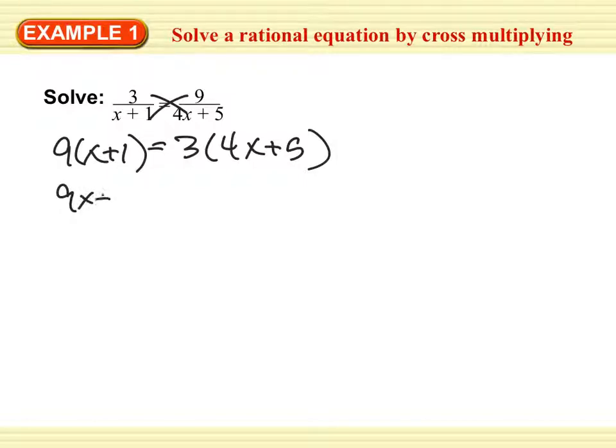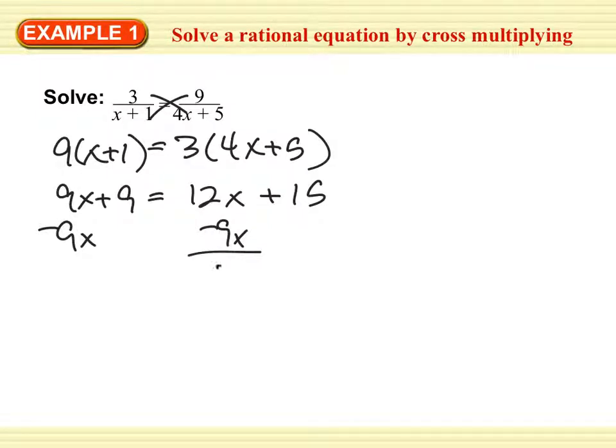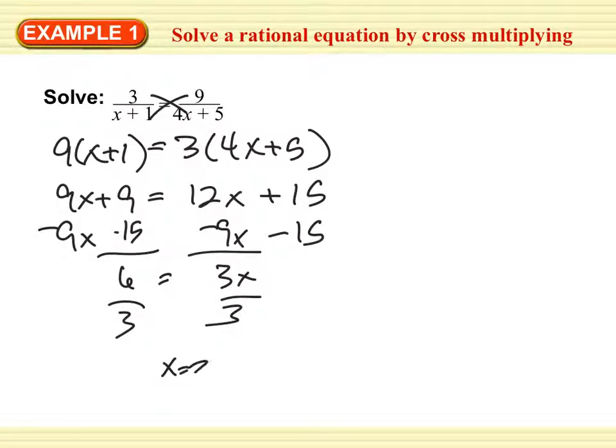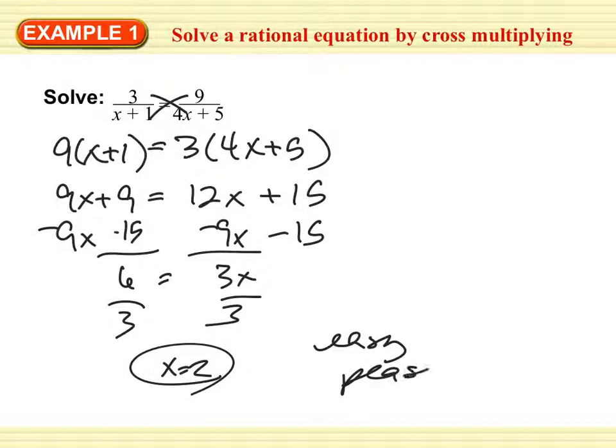Distribute 9x plus 9 and distribute 12x plus 15. Go ahead and solve for x. Okay, and we have x equals 2. Easy peasy. Did some of you guys say lemon squeezy? I know you did.